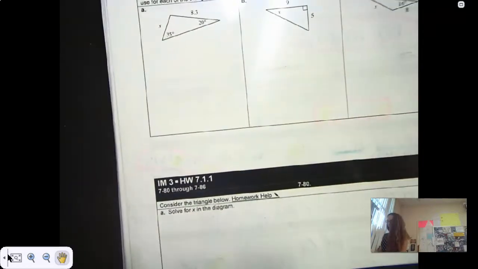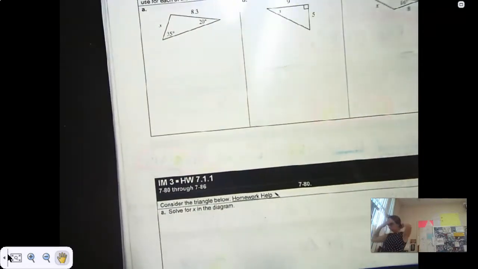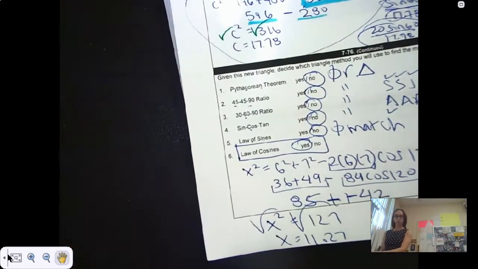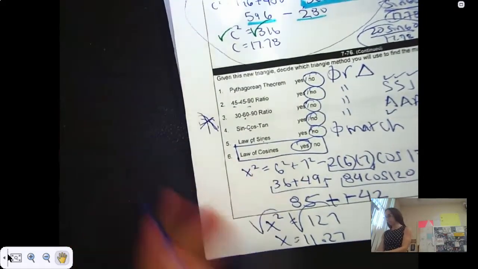Okay, so now we have several tools, and now we've got to go through and figure out which tool we're going to use. Okay? I like this idea for the quiz. Interesting. Okay. So now we're going to decide which tool to use.